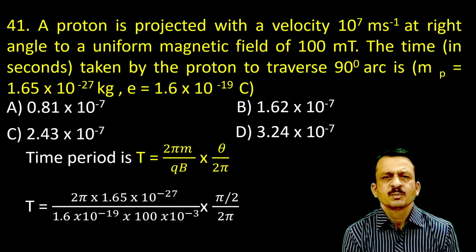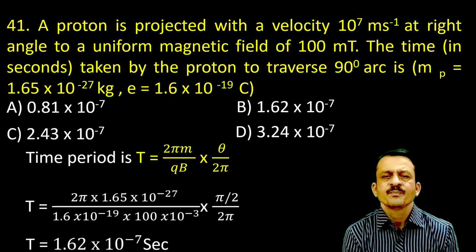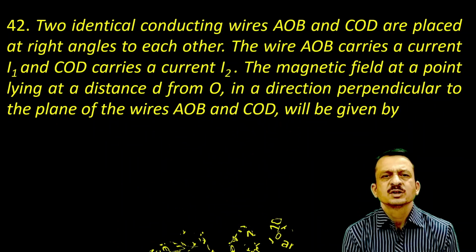Now 3.14 divided by 3.2 almost cancels, if I assume that it is cancelled, the remaining is 1.65. Therefore the answer should contain a 1.6-something value. On that basis B is the right answer. Therefore we will get 1.62 into 10 raised to minus 7 seconds. Therefore B is the right answer. Like this we can easily simplify this without using the calculator. Move on to the next problem.